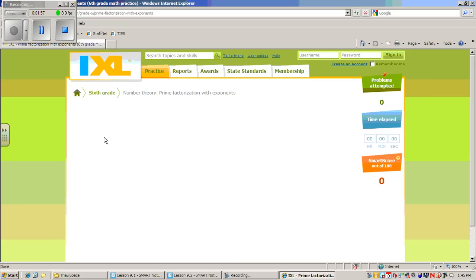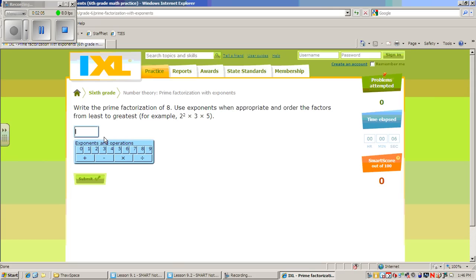Kind of wait for IXL here to load. A minute. Oh, here we go. Write the prime factorization of 8 using exponents when appropriate and order the factors from least to greatest. For example, 2 squared times 3 times 5.